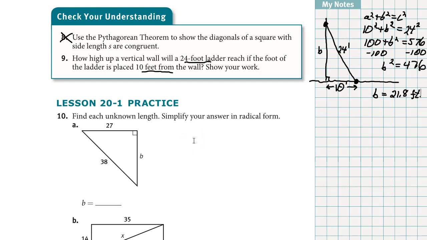So those were the notes for lesson 20-1, where we're using the Pythagorean theorem to work with right triangles. The Pythagorean theorem is a squared plus b squared equals c squared. A is the short leg, b is the other leg, and c is the hypotenuse.